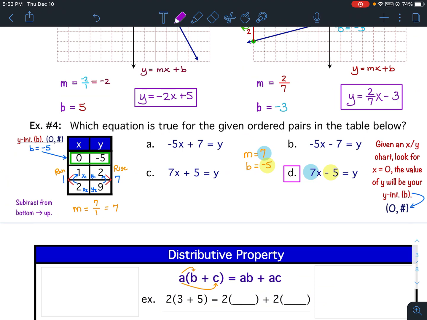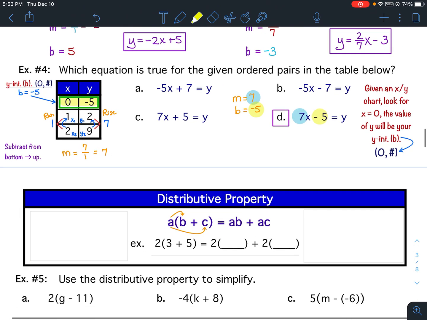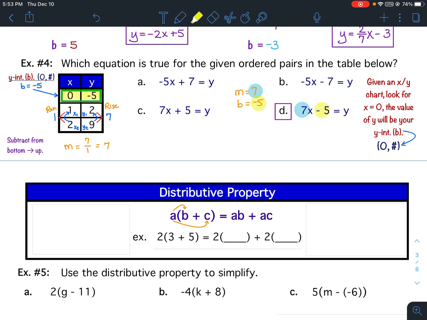So again, the really, really important part about this problem is that you remember to look for x is 0. Because if you look where x is 0, you already know the y-intercept. Half the battle is already done. So look for that x equals 0, and you'll know the y-intercept. Right, that's it for example 4. If you have any questions, please let me know.